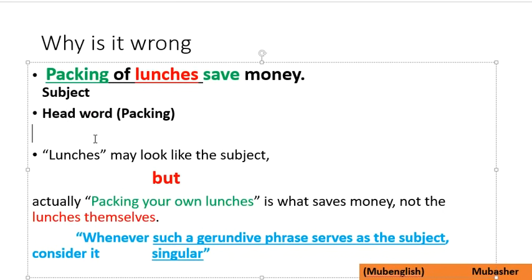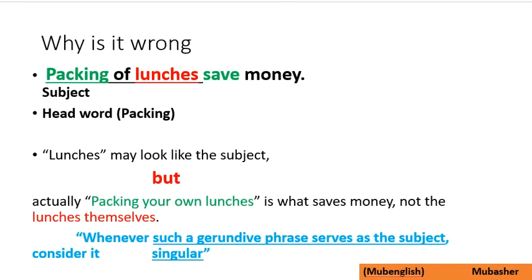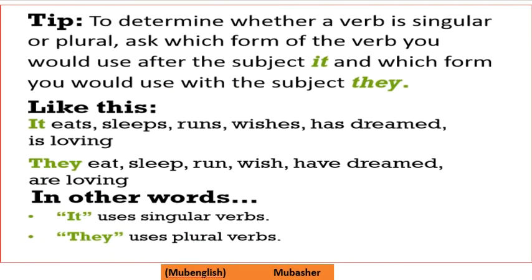As a formula, you can use it and they to replace the real head subject. If the real head subject is plural, you are using they, and if the real head subject is singular, you can use it, and then accordingly you can use the verb. So this is a quite simple thing. In other words, it uses singular verbs, they uses plural verbs: they eat, they sleep, they run, they have dreamed, they are loving. So this is the simple phenomenon.